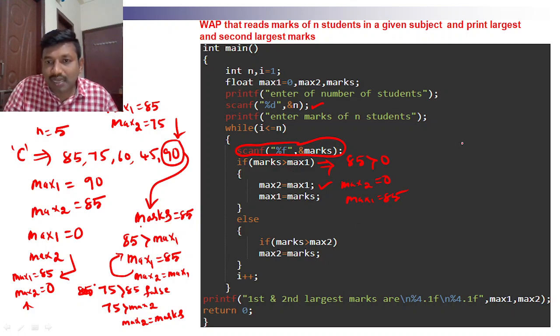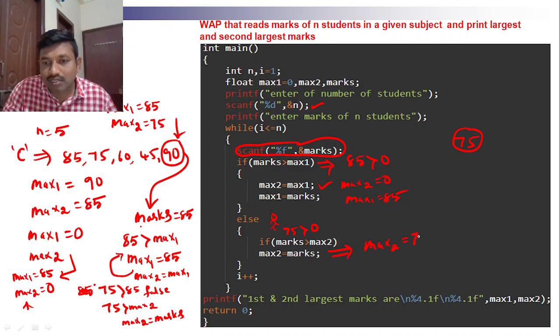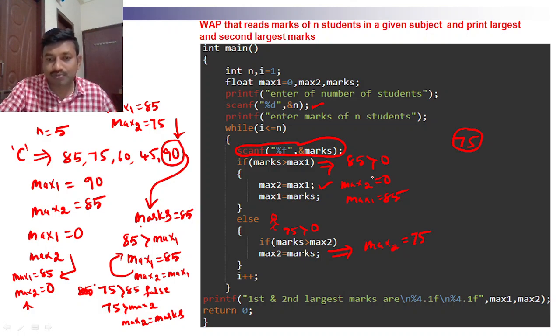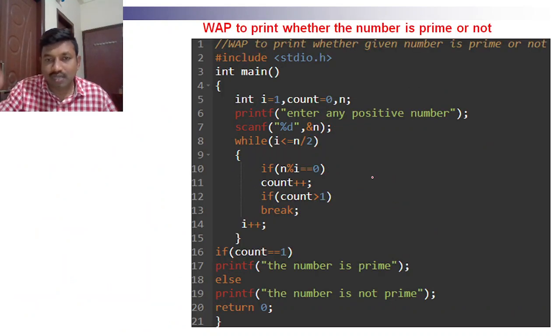Next the marks are 75. Because I am in the loop, 75 is compared with max 1. The if condition is false, so I come to else. Mark 75 is now greater than max 2, which is 0, so I update max 2. Now my max 2 becomes 75. The loop gets repeated for the rest of the values, so you will be updating max 1 and max 2 continuously till you obtain the maximum marks in max 1 and the next maximum in max 2. I hope it's okay with you.